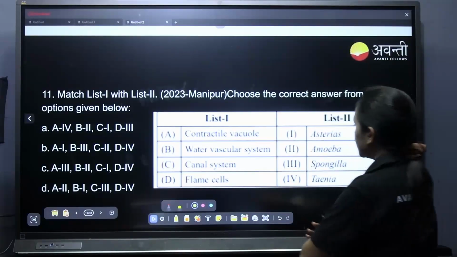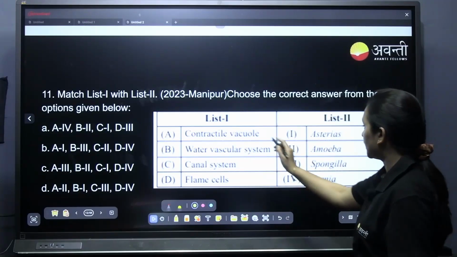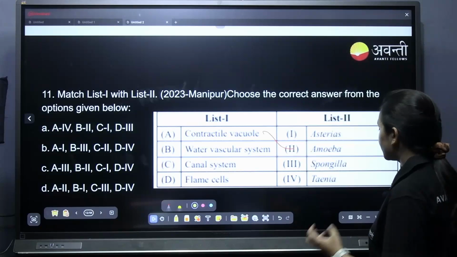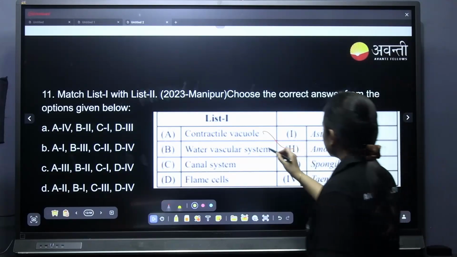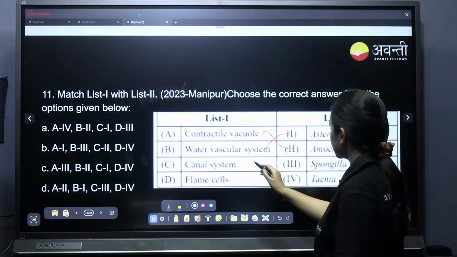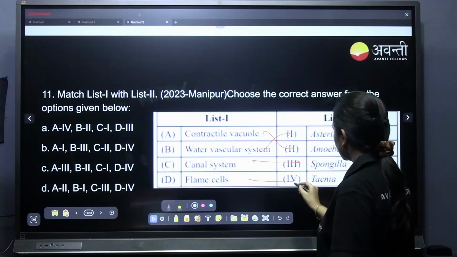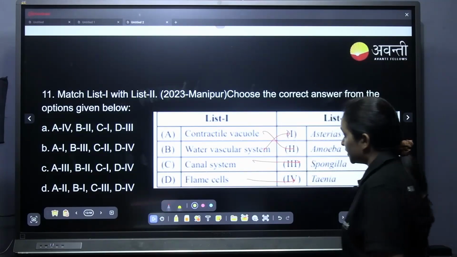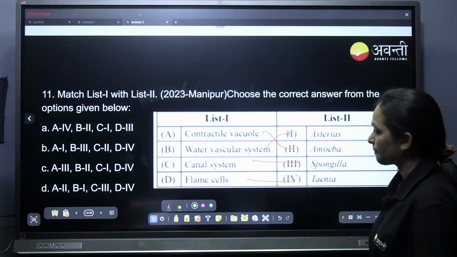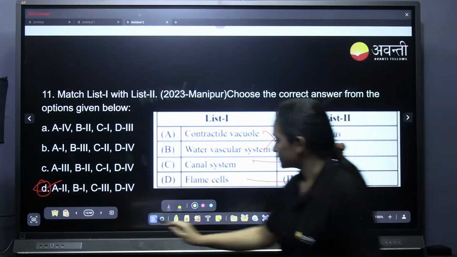This also match the following. Contractile vacuole is present in amoeba. Water vascular system actually is present in echinodermata, that is B becomes A, 1, and canal system is present in sponges. Flame cells are present in platyhelminths. So A to B1. D for Delhi as a correct answer.